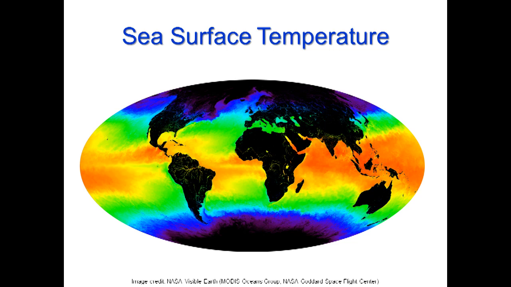Here's a map showing satellite measurements of sea surface temperature, with the red colors indicating relatively high temperature and blue relatively low. There's a lot of interesting structure in this chart. This is not a climatology, it's a snapshot of the sea surface temperature. And notice right away some interesting features.